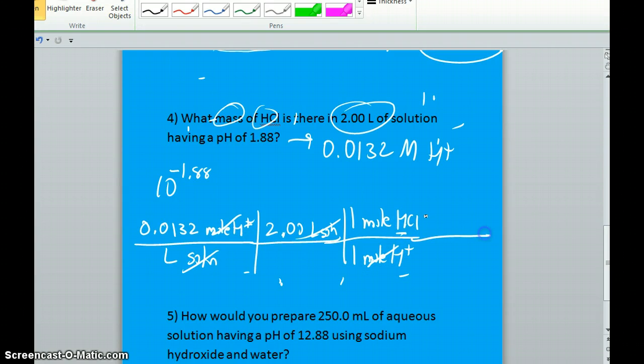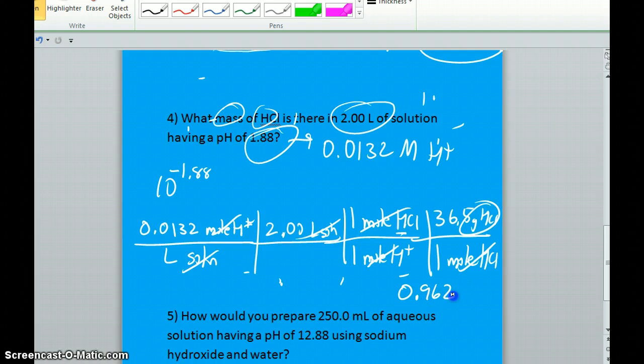So if I want a mass, all I need to know is the molar mass of HCl, and 1 mole of HCl has a mass of 36.5 grams HCl. Everything cancels except the mass of HCl in a solution to give me that particular pH. And it comes out to 0.962 grams of hydrochloric acid to create the solution I wish.